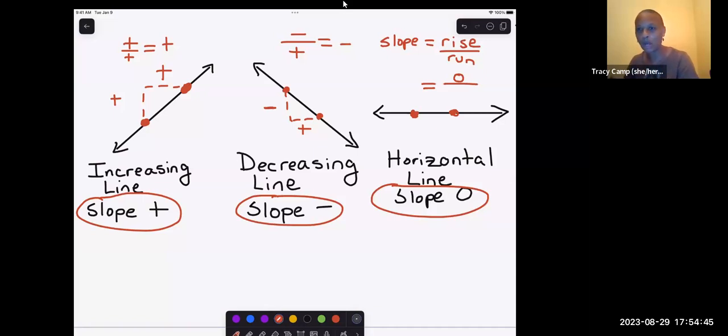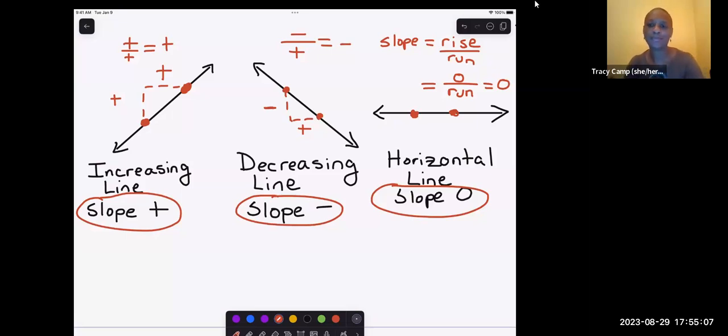It doesn't go up at all. It doesn't go down at all. It just stays. Run is whatever, but 0 divided by any number besides 0 is just going to be 0. And so horizontal lines in general have slopes of 0. So I'm going to go ahead and take a moment.